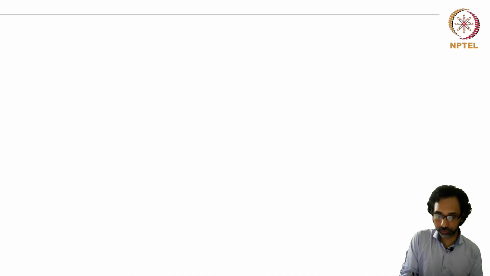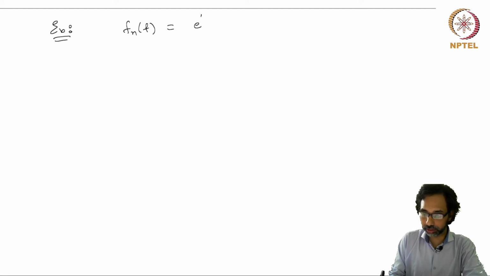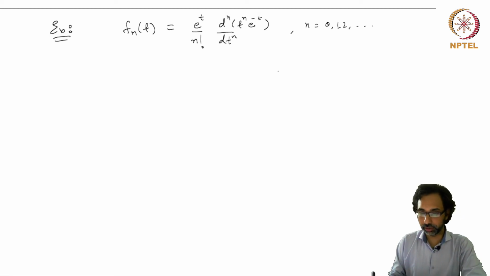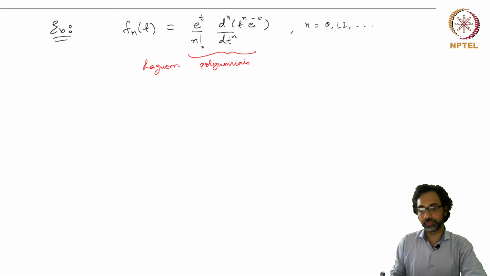Now let us look at an example for the application of this formula for higher derivatives. This example is given by the function f_n of t, which is e to the t over n factorial times the nth derivative d^n/dt^n of the function t to the power n e to the power minus t, for n equal to 0, 1, and so on. For each n you will get a function, and it turns out that these are always polynomials. These are called Laguerre polynomials for each n.